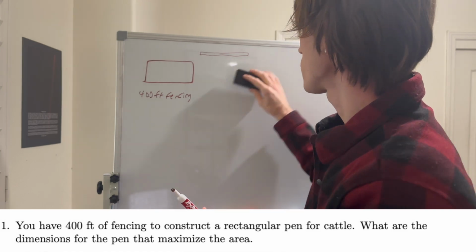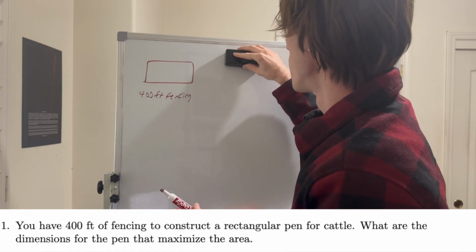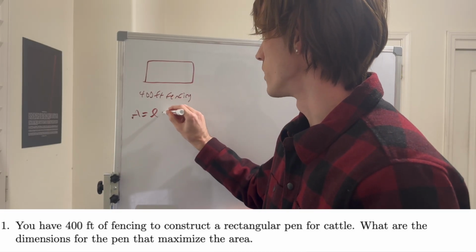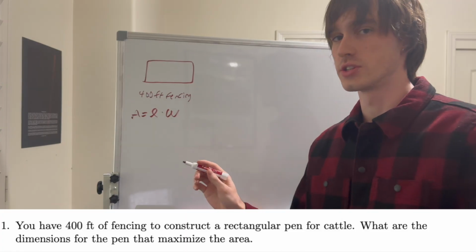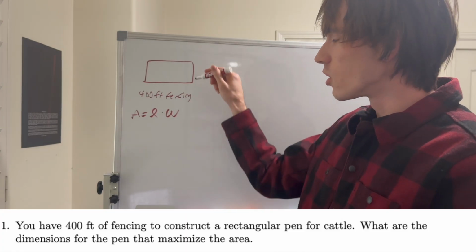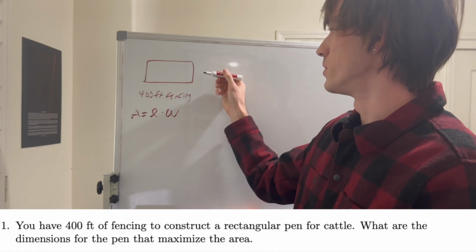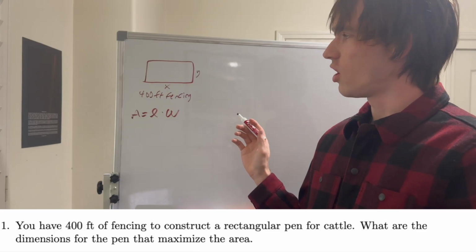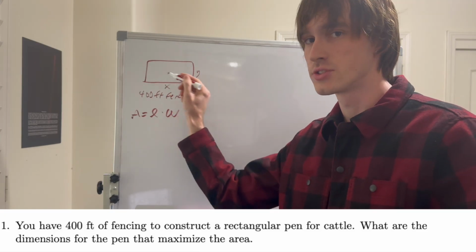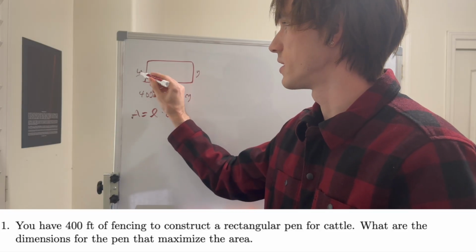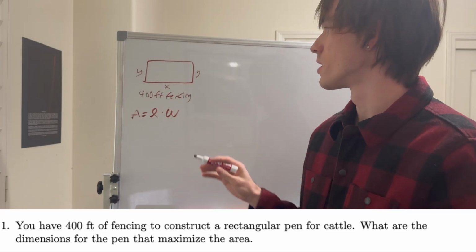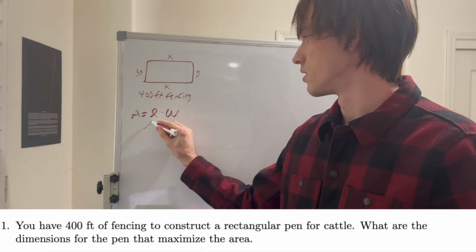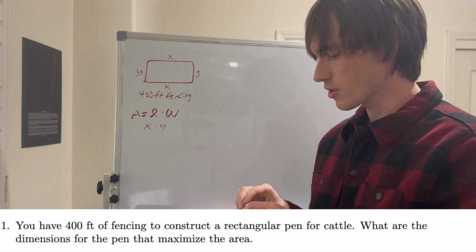The area of a rectangle is just the length times the width. Or instead of labeling this W and L, we could just say X and Y. We could also say that this side is also Y, because these sides are parallel, so they're of equal length. And we could also say that this is X right here. So the area is just X times Y.